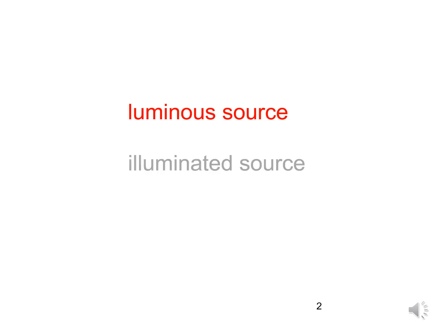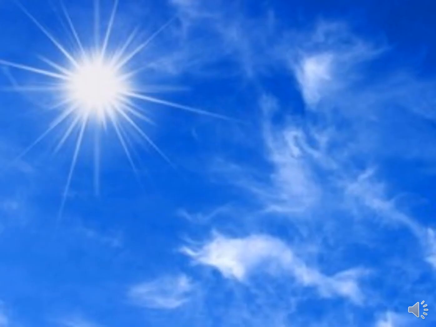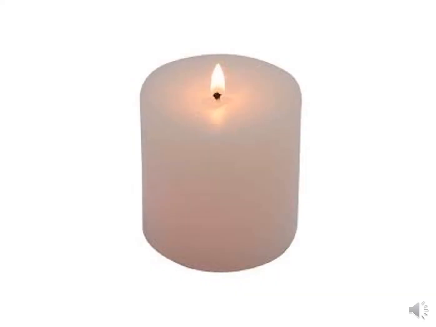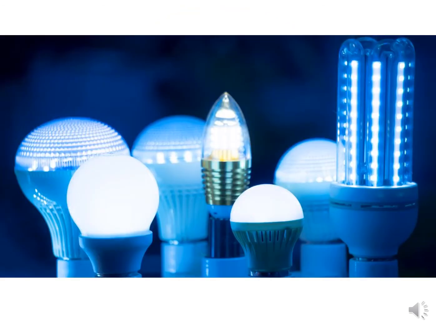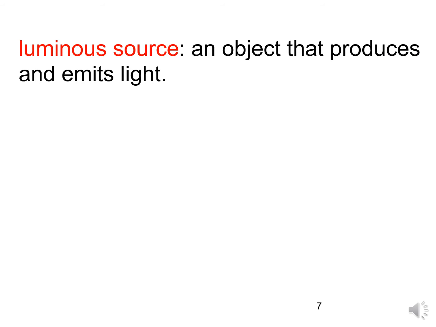First, luminous source. The sun is a luminous source. It puts out its own light. Candles are luminous sources. They put out their own light. Light bulbs are luminous sources, whether they're old-fashioned incandescent bulbs or more modern LED bulbs. A luminous source is an object that produces and emits light.